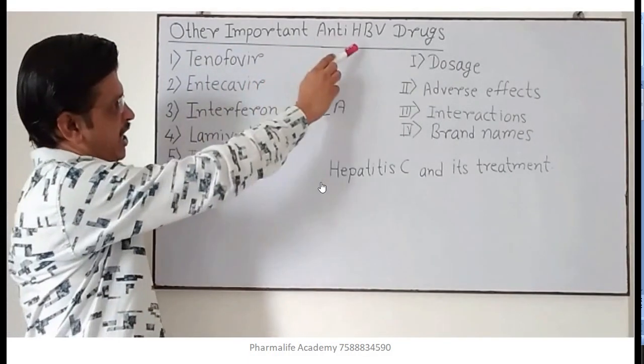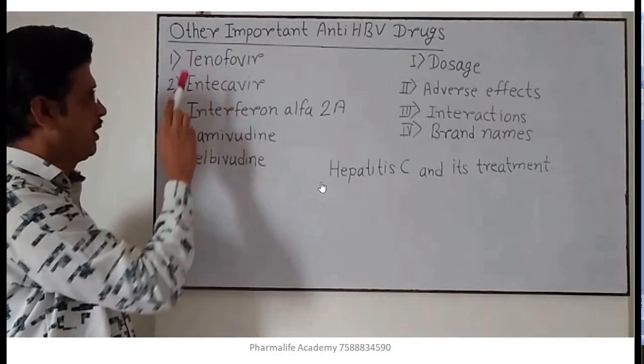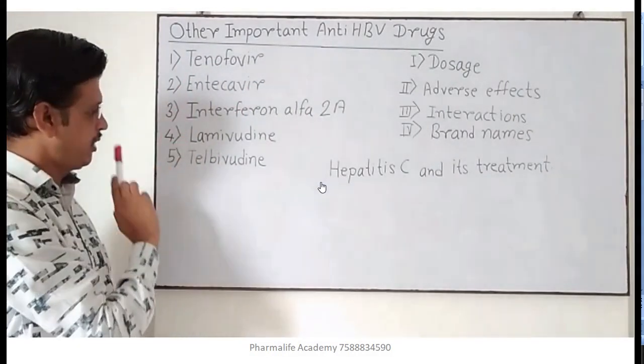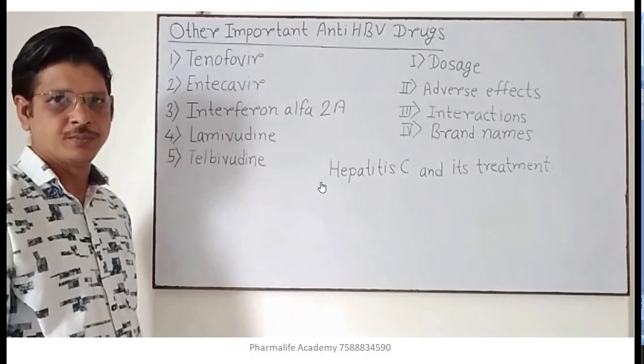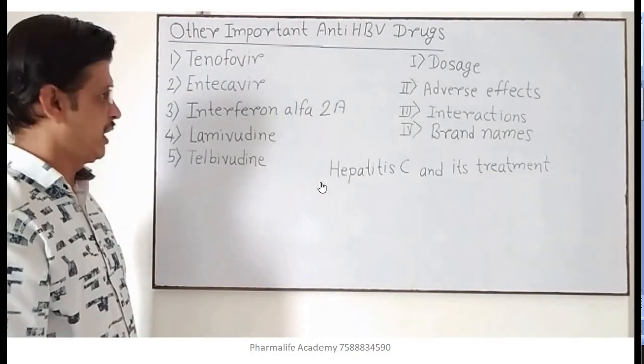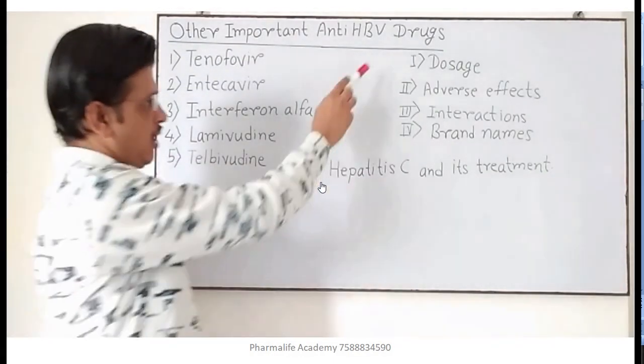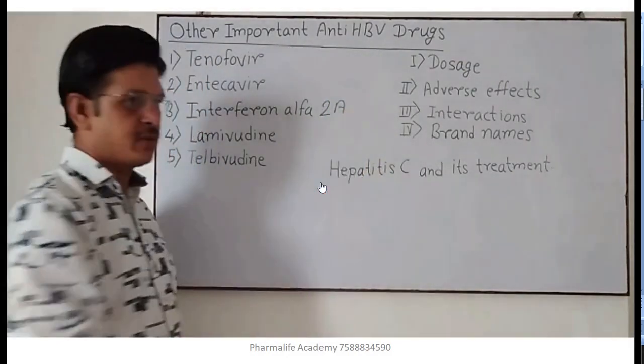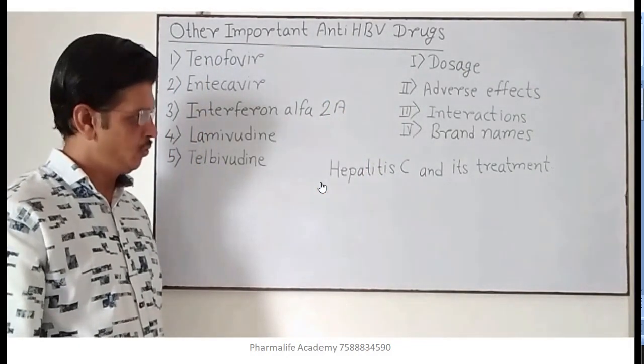Other important anti-HBV drugs are tenofovir, entecavir, interferon alfa 2A, lamivudine, and telbivudine. The important details of these drugs, such as doses, adverse effects, interactions, and brand names, have been given in the notes.